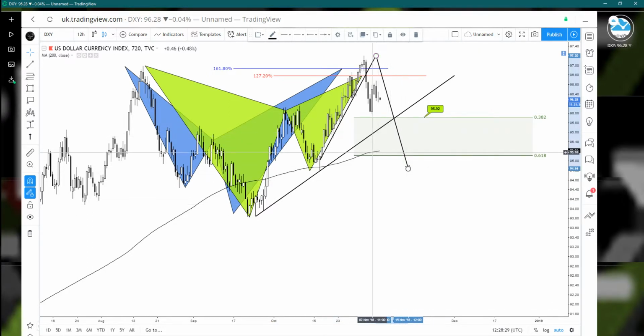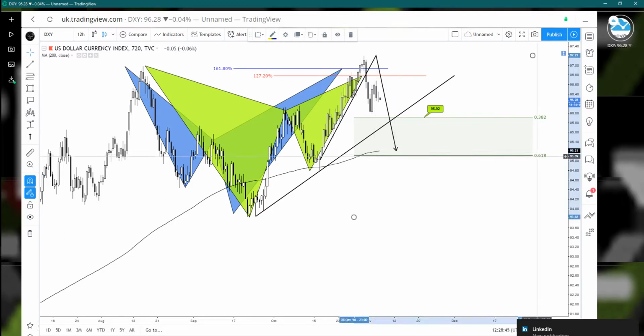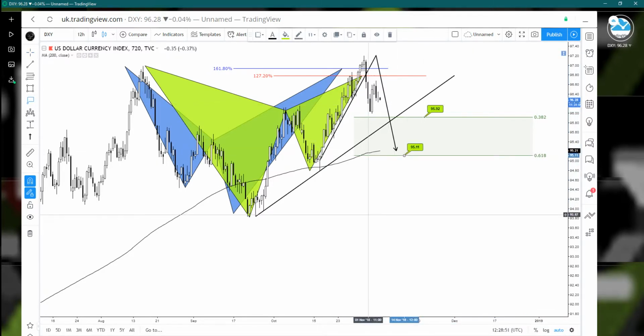So we have the 200 moving average below, and based on what we see here, I can imagine, and this is just my imagination at work, the dollar index trading at the golden ratio, searching for the 200 moving average, something around 95.11, as I said before, those completion points.